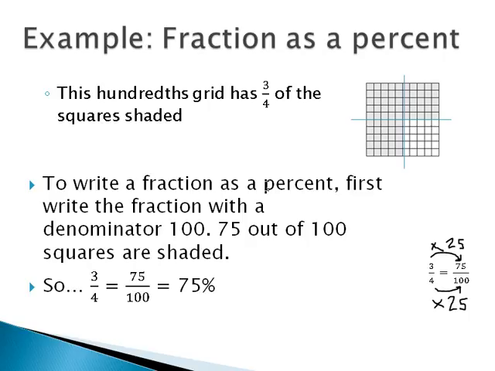To write a fraction as a percent, first write the fraction with the denominator of 100. That's what I did here. And then make an equivalent fraction. You can see that if I multiply 4 by 25 to get to 100, if I do the same thing in the numerator, I get 75. And that's exactly what we had, 75 out of 100 squares that were shaded. So 3/4 is equal to 75 over 100, 75 hundredths, which is equal to 75%.